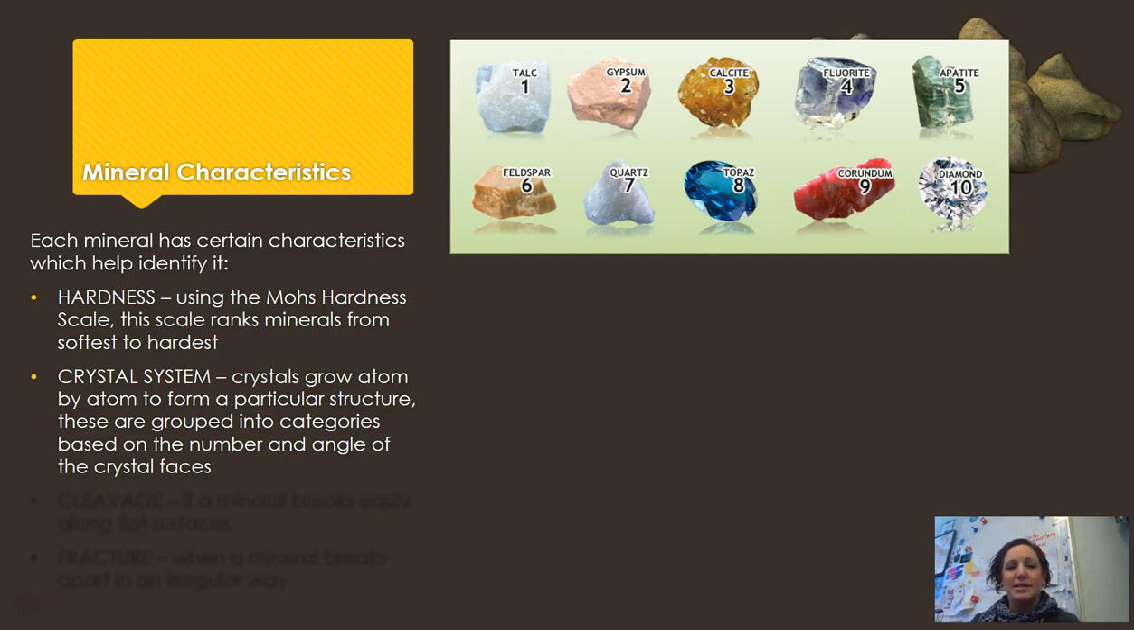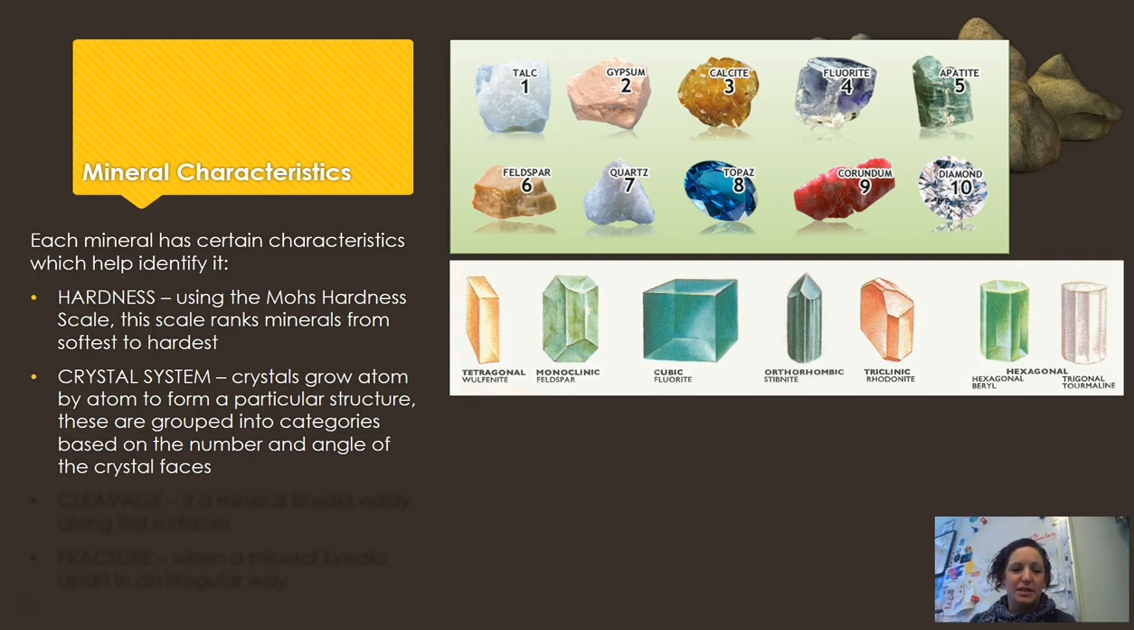The crystal system, that's how the crystals grow atom by atom to form a particular structure. They're grouped into categories based on how many sides they have and the angles of each crystal.